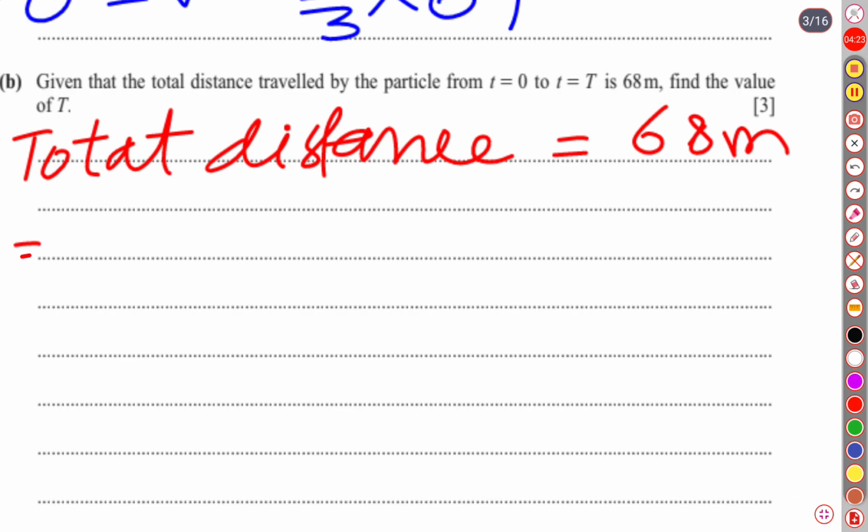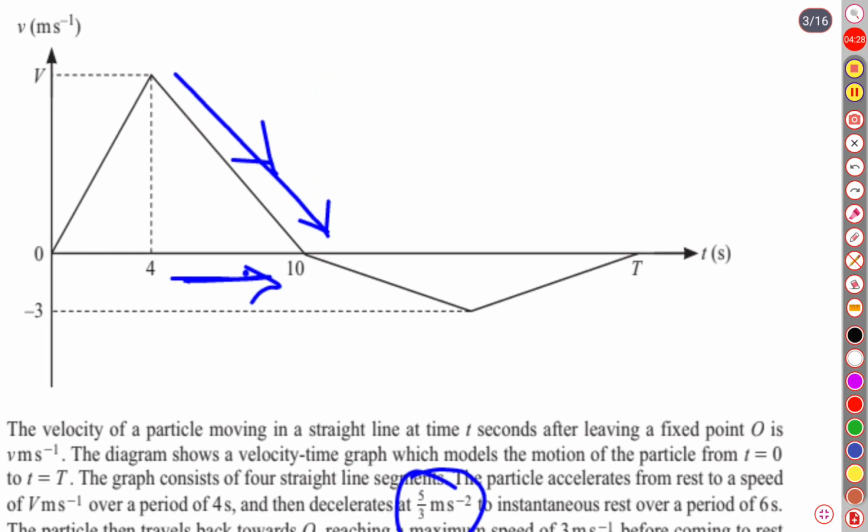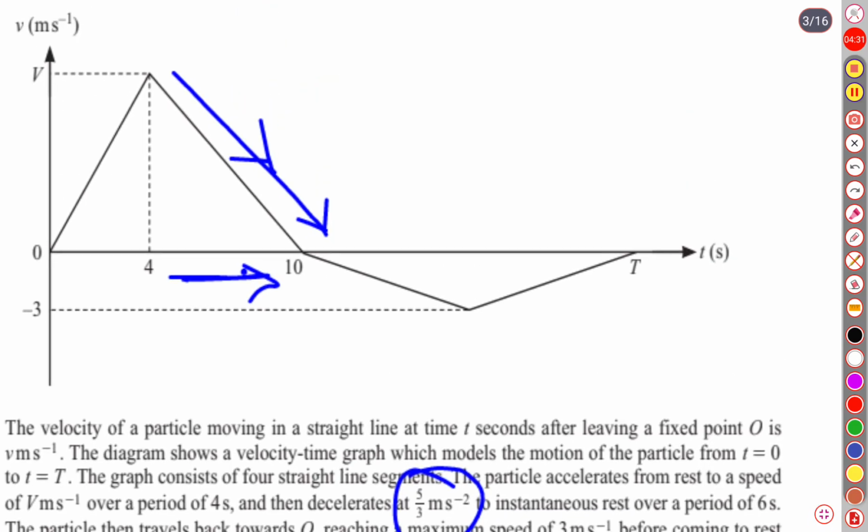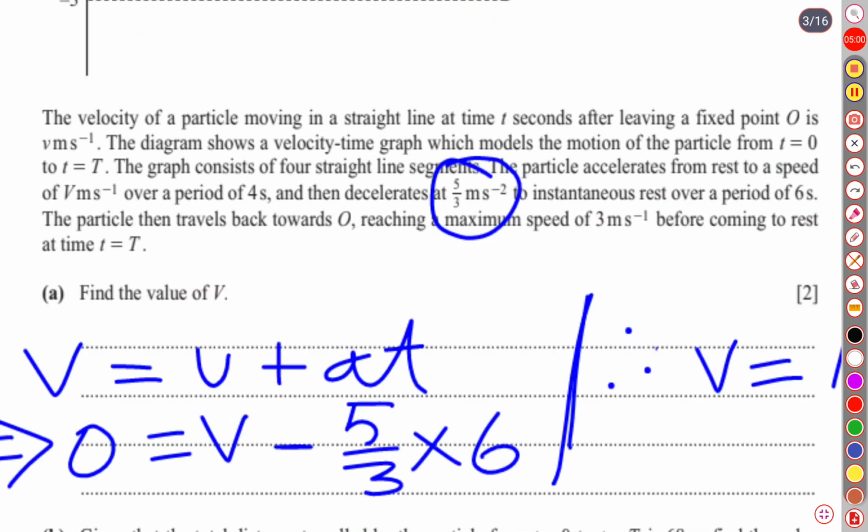Now if we form an equation, total distance means when the particle was moving onward and moving backward, total distance is the area of that region. So first, when the particle was moving onward, this was the region, and when the particle was moving backward to O, that was the region. So the sum of these two areas is equal to the total distance. So let's find the area of the triangle when it was moving onward.